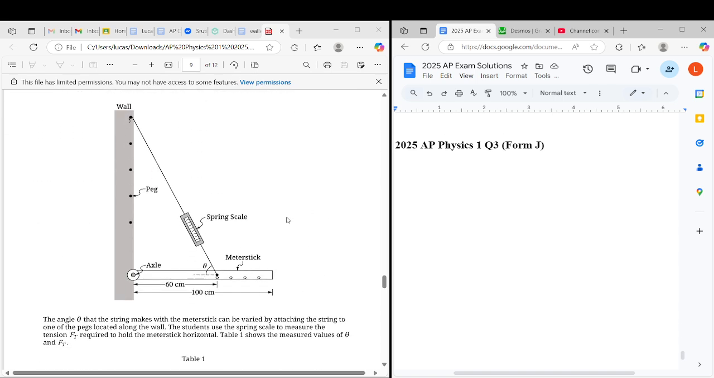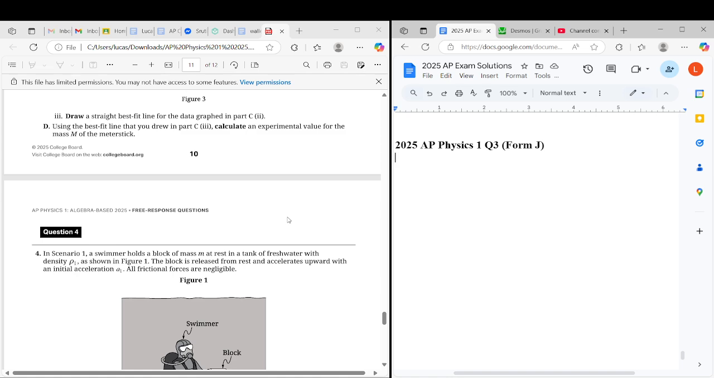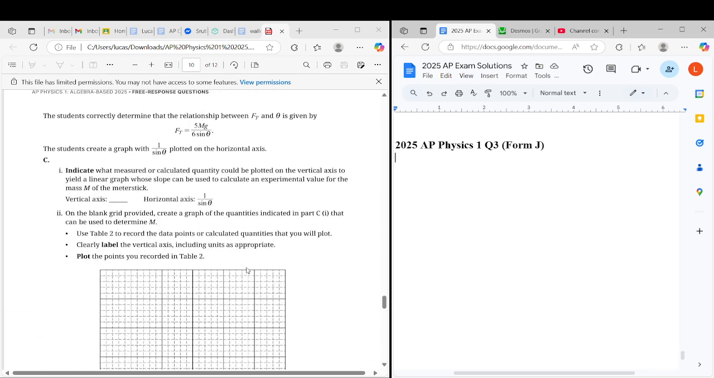And then in the next part, we get a second experiment where you're given this setup, and they've already done the experiment. You're going to have to plot and make a graph, and you're going to scale the graph accordingly and use the slope or y-intercept to calculate your experimental value for the mass or whatever they're looking for.